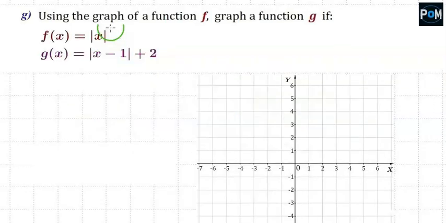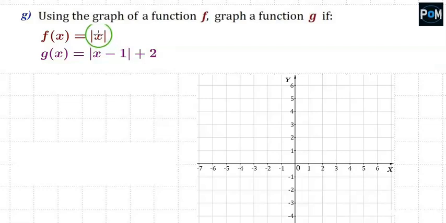In the example g, we already have a specific formula for the function. This function is f of x equals the absolute value of x. And we need to shift this function f so that it becomes function g, given by this formula. Something happens here inside the absolute value, and something happens outside. But let's start with this absolute value function.